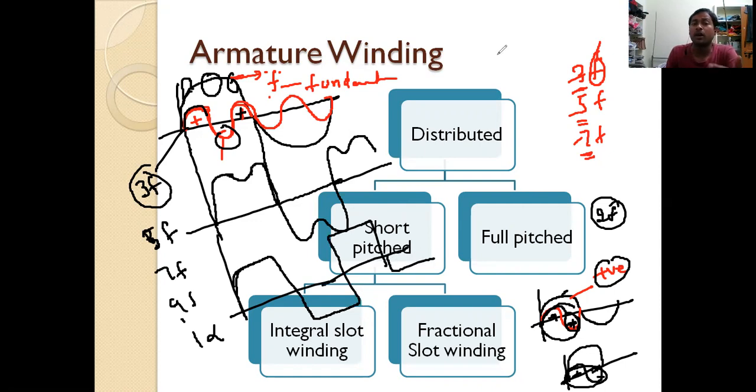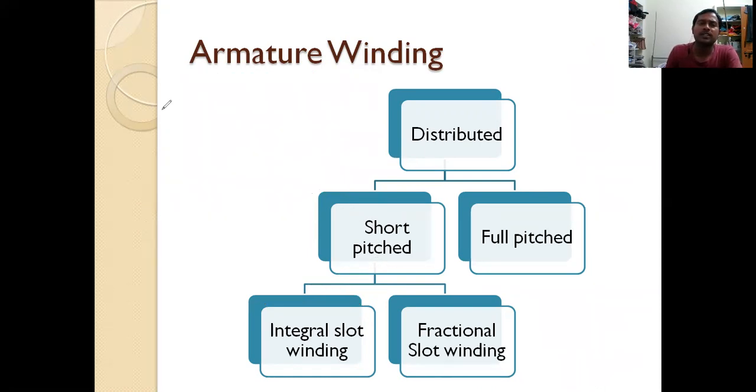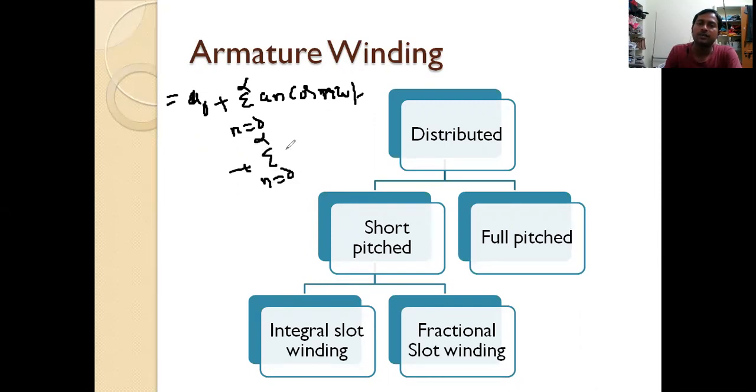If you add all harmonics, in the Fourier series analysis in mathematics, you might have heard the word Fourier series analysis. In the Fourier series analysis, the formula is a naught plus summation of n equal to 0 to infinity a n cos n omega naught t, plus summation of n equal to 0 to infinity b n sin n omega t.